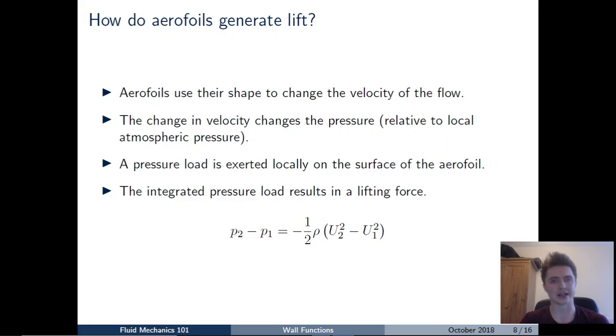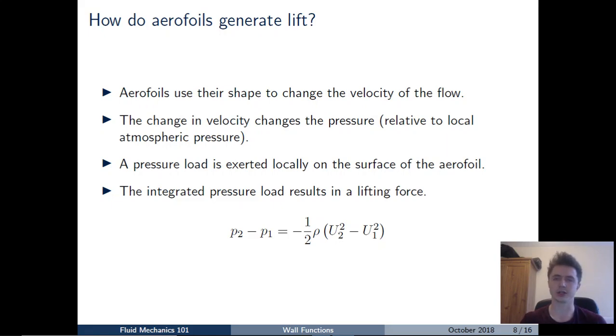And broadly speaking, how an aerofoil works is that it uses its shape to change the velocity of the flow. As the flow is diverted around the aerofoil, its velocity changes, and then from Bernoulli's equation, these velocity changes lead to pressure changes relative to local atmospheric pressure, of course, and these pressure loads are exerted locally on the surface of the aerofoil, normal to the surface. Then if we take all of those pressure loads and integrate them over the surface of the aerofoil, we find that the pressure loads result in a net lift force, which causes the wing and the plane to lift off the ground.